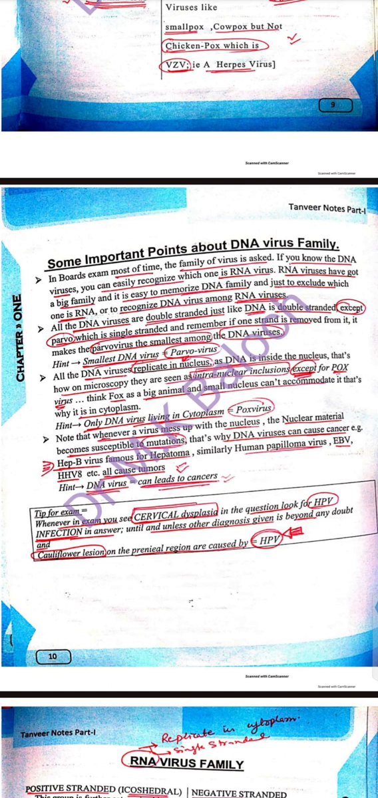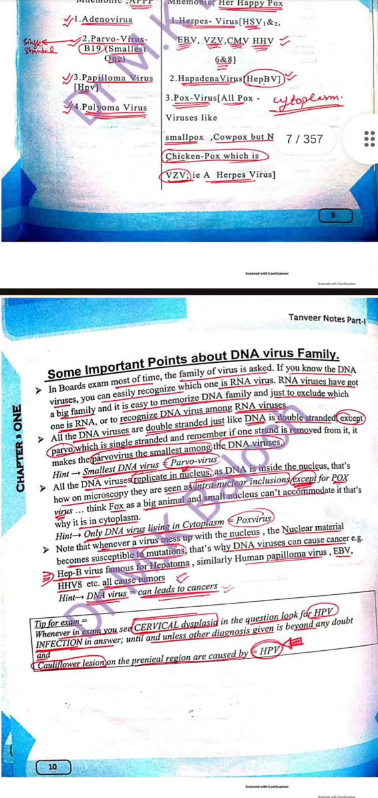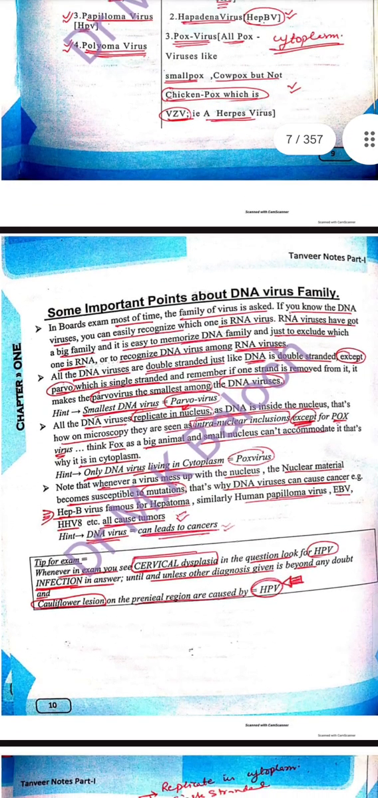Note that whenever a virus mess up with the nucleus, the nuclear material becomes susceptible to mutations. That's why DNA viruses can cause cancer. For example, hepatitis B virus, which is hepadna virus, famous for hepatoma. Similarly, human papilloma virus, Epstein-Barr virus, HHV8 all causes tumor. So the hint is DNA virus can lead to cancers.